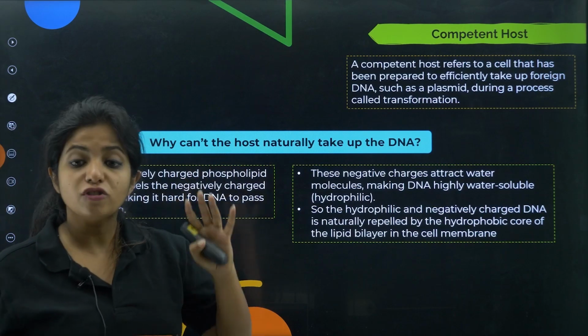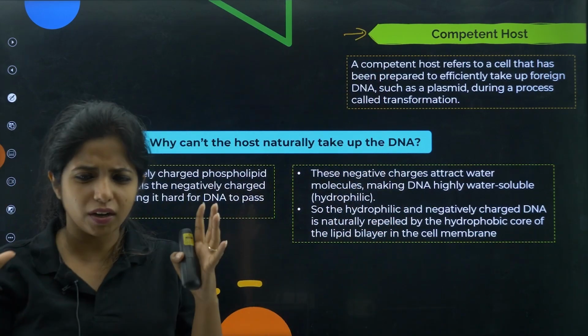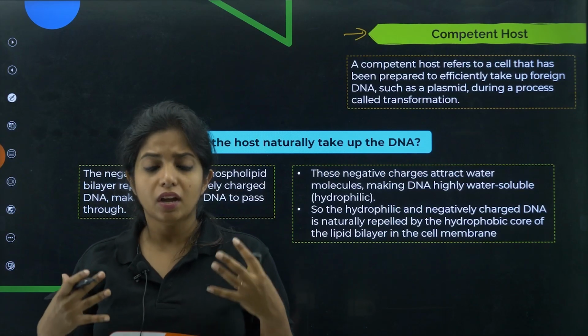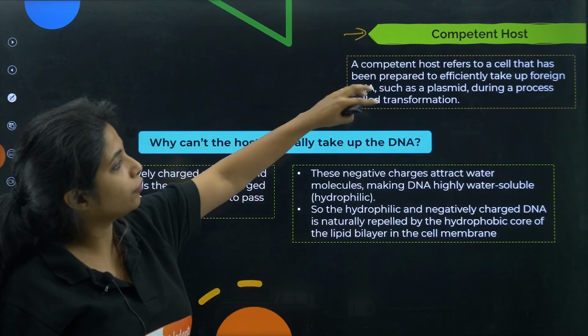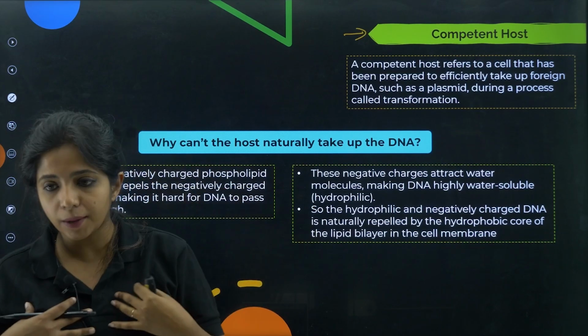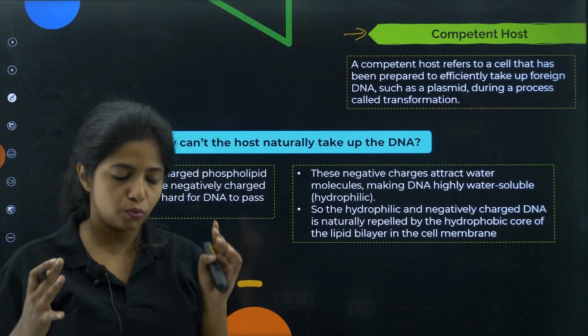Now, comes the story of competent host. So, over here in your NCERT, there was too much of confusion regarding competent host. What do you call, when do you call a host as competent? So, a competent host refers to a cell that has been prepared to efficiently take up foreign DNA such as plasmid during a process known as transformation.